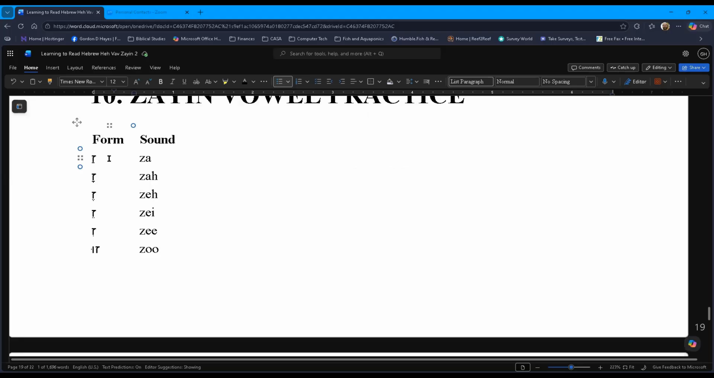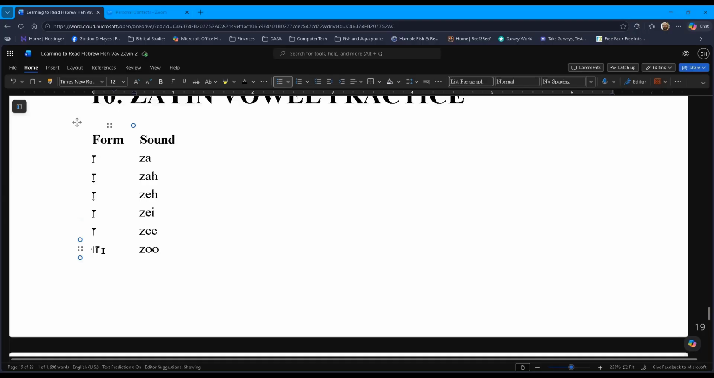Here's a few that I didn't take out. The patach, the ah sound, za, the kametz, the za, with the segol, it's a zeh. With the tzere, we would have zeh. With the chirik, especially the long chirik, we have a zee. And with the short chirik, we would have a zih.